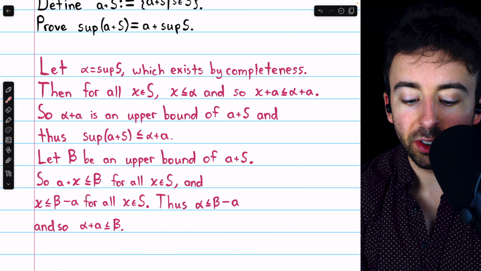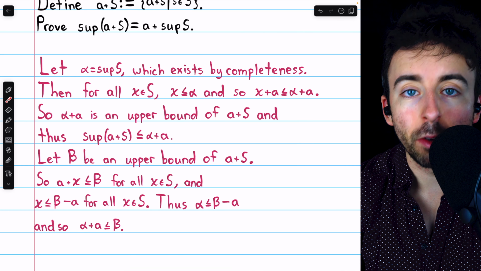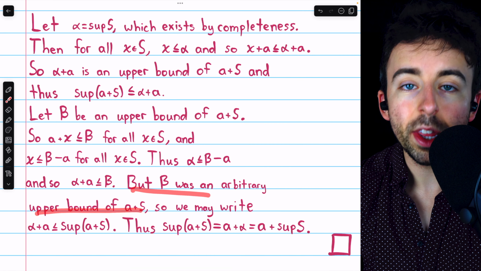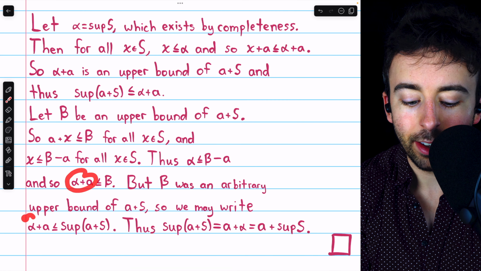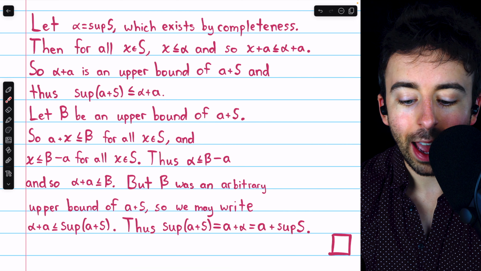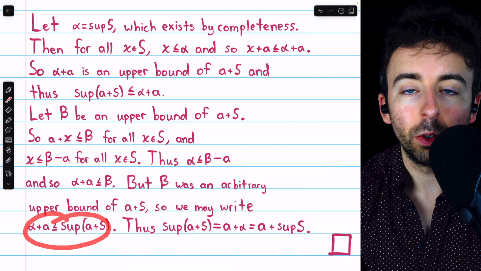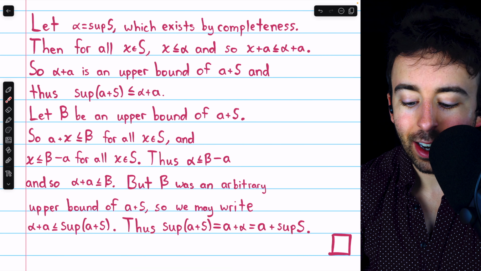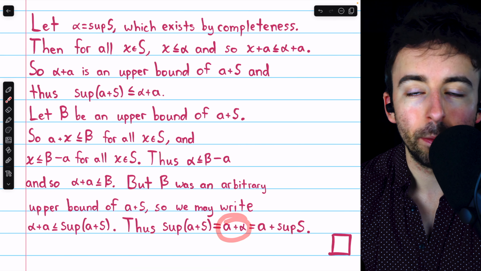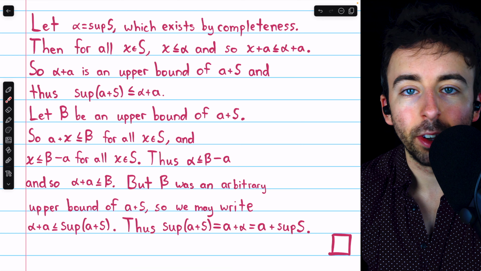But remember, beta was just an arbitrary upper bound of a plus S. Hence, we may replace it with the least upper bound, the supremum. Doing that replacement, we then have that alpha plus a is less than or equal to the supremum of a plus S. We've now shown that alpha plus a is both greater than or equal to and less than or equal to the supremum of a plus S, and thus it must be that the supremum of a plus S is equal to a plus alpha, where alpha is the supremum of S, and thus the result is established.